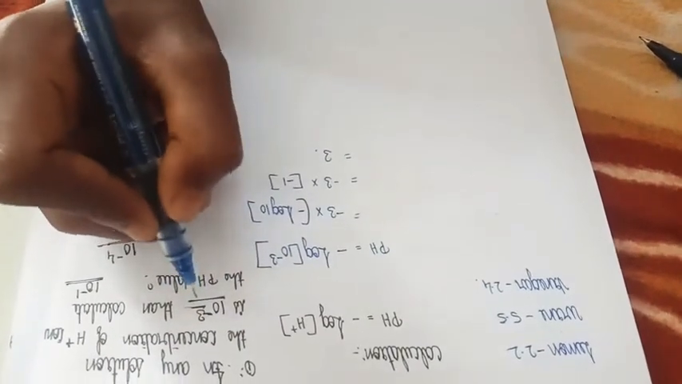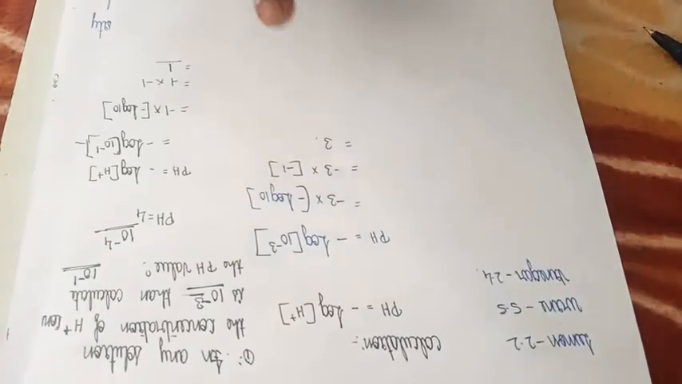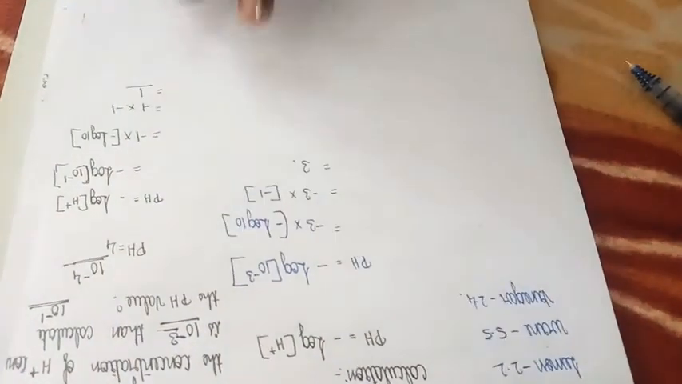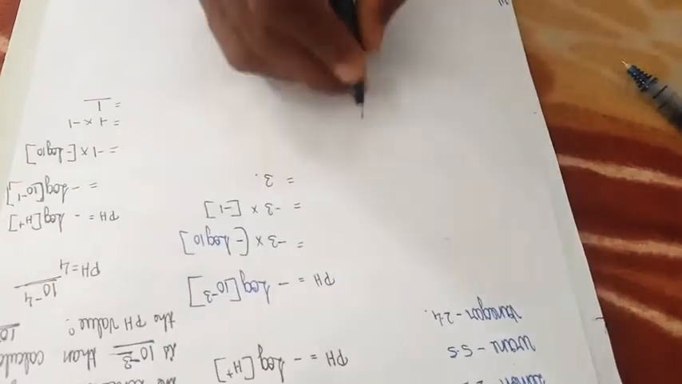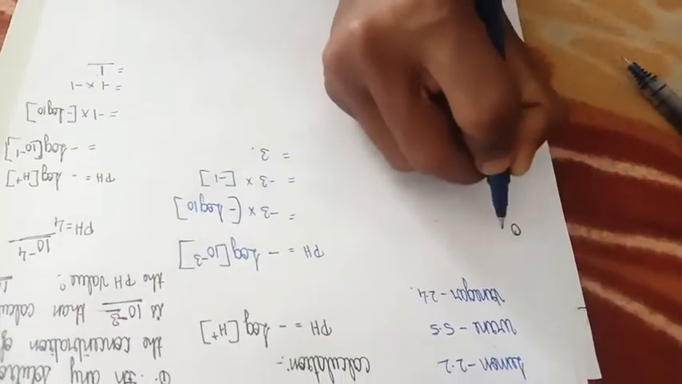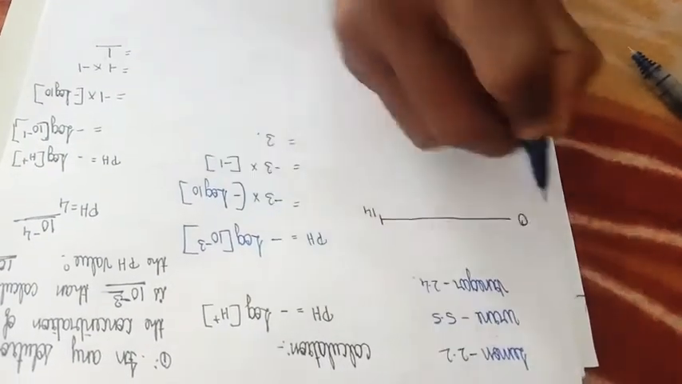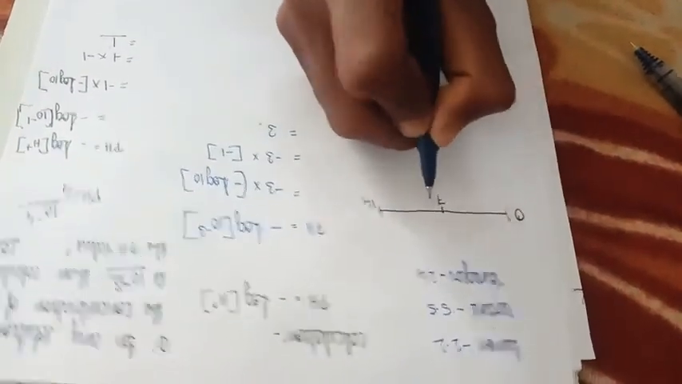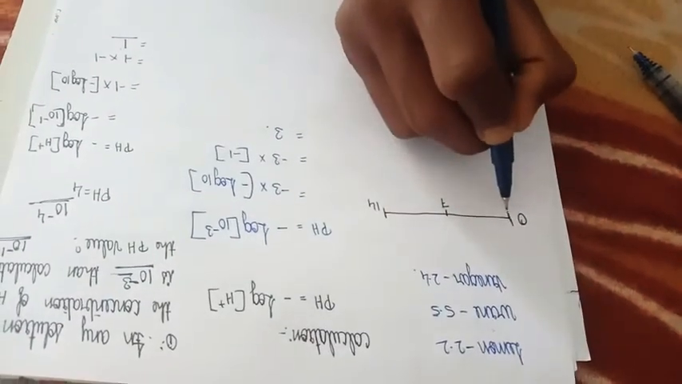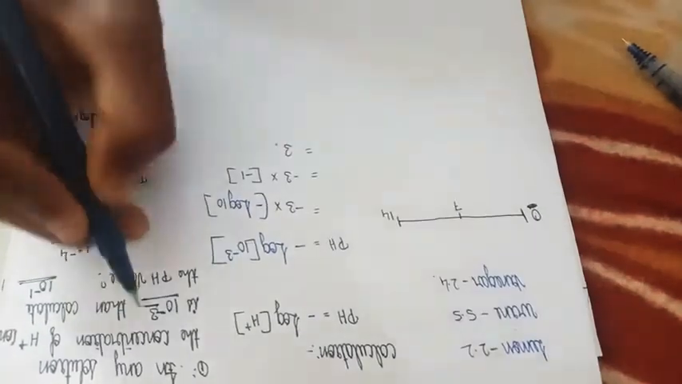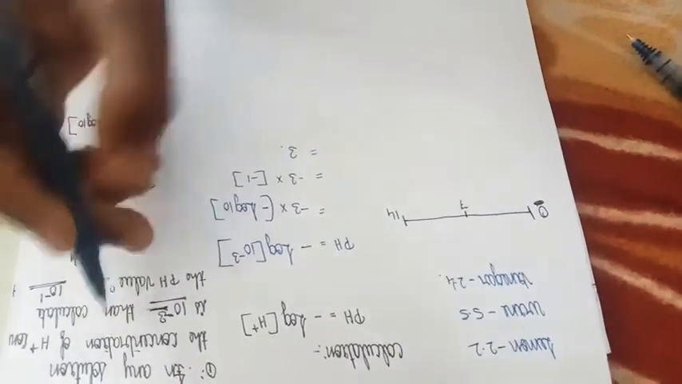then the pH value is also positive, because the pH scale is 0 to 14. They don't have a negative value, so the pH value is also positive.